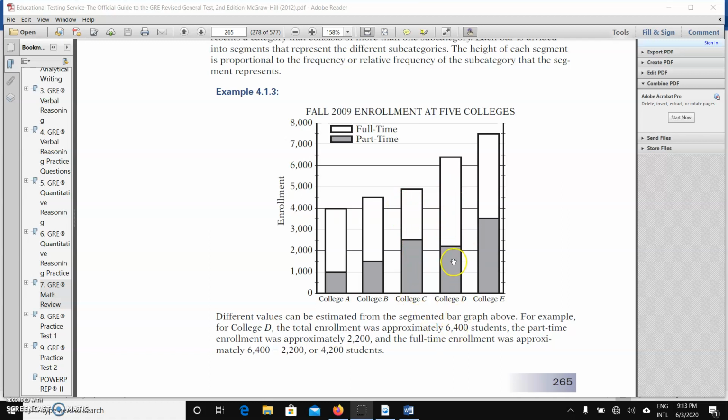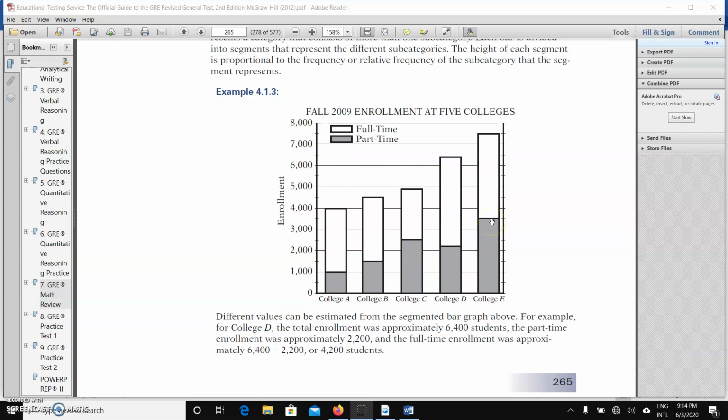And you do the same thing for this space. College D has, let me check, not up to 2,500, but let's just say 2,200 full-time students. To calculate the white one, which is the full-time, let's look at the total, which is, let's say, 6,300. 6,300 minus 2,200 will give you the answer here for the full-time.